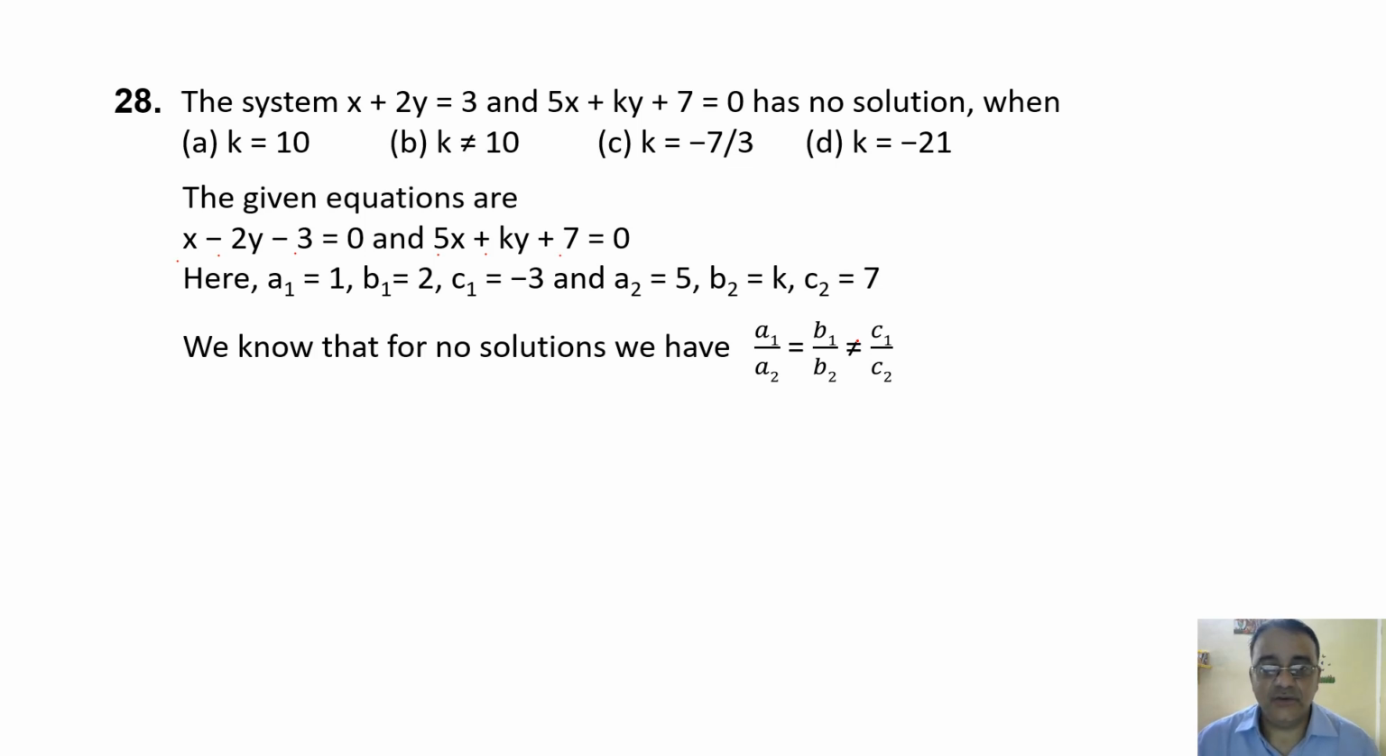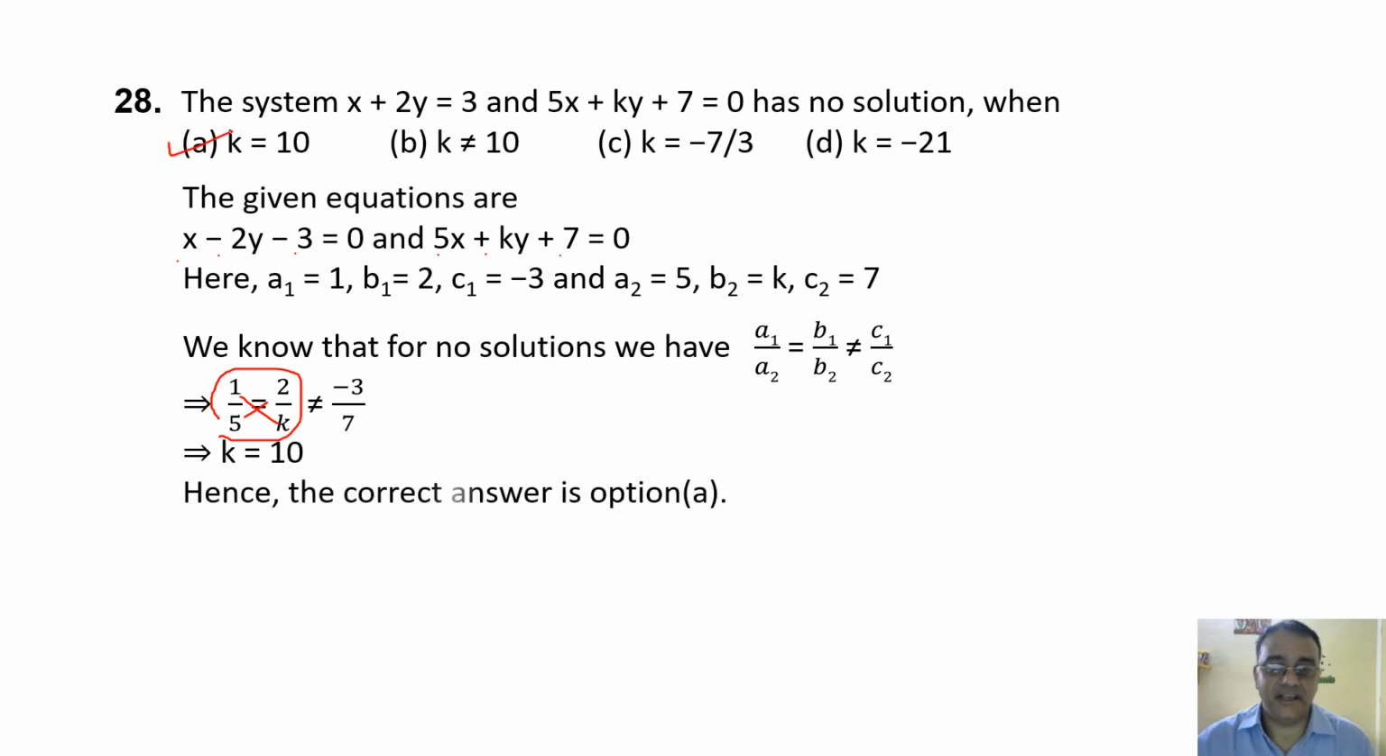Right. So now what is a1 upon a2? 1 by 5. b1 upon b2? 2 by k. Very good. c1 upon c2? Minus 3 by 7. Right. So we'll substitute all. Okay. So now we'll take this one only. If you cross multiply, what you will get? k equal to 10. Right. k is equals to 10. So what is the correct option? Option A. Right.